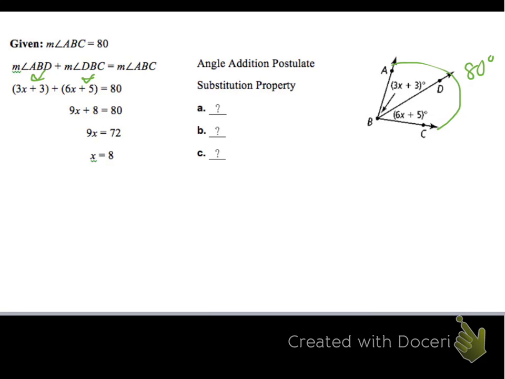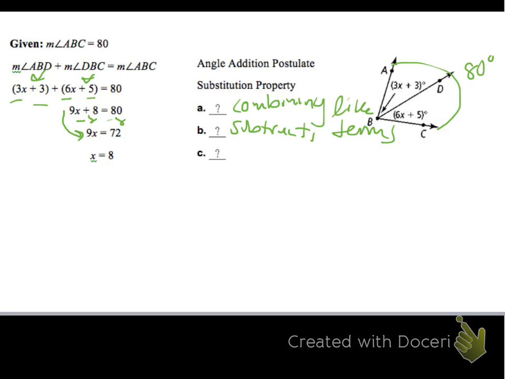Now we got to figure out what the reasons are. It looks like from step A, they added 3x and 6x and 5 and 8. So they are combining like terms, because they did not add on both sides. Okay, so then going from this step to this step, it looks like they subtracted 8 to get 72. So we know this is the subtraction property. Sorry, my handwriting's really bad. And then from this step to this step, they divided both sides by 9, so division property.